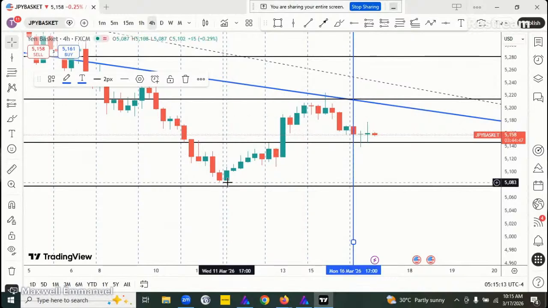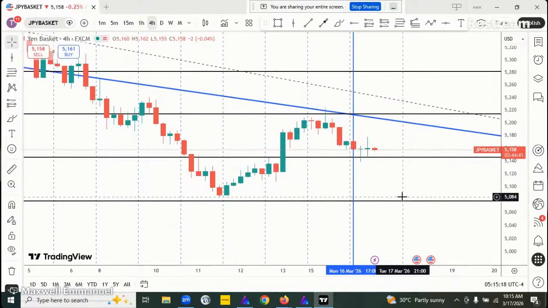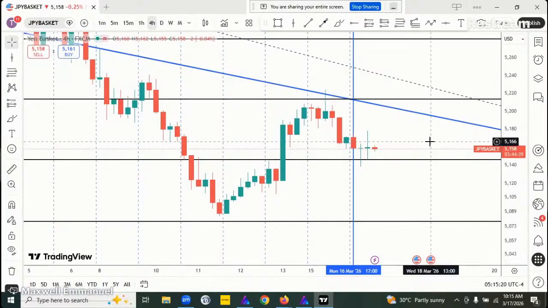It's bearish and it's likely going to come and sweep this relative equal low. That's my take on the yen. The yen is still bearish. I hope that is clear.